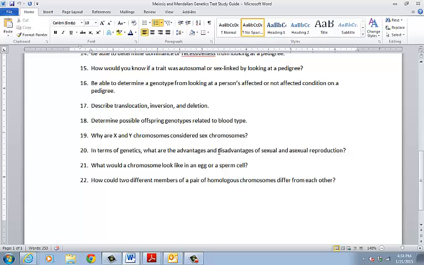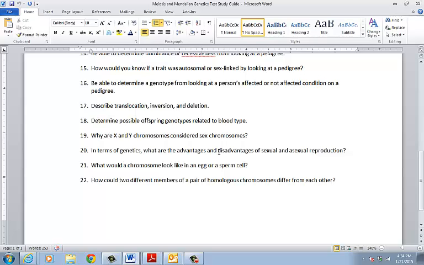A disadvantage is it takes much longer to find a mate. Especially in the courtship stage, you have to first of all physically find a mate, and then hopefully you're going to make offspring from that relationship. With asexual reproduction, there's no finding a mate. You can just make it instantly.